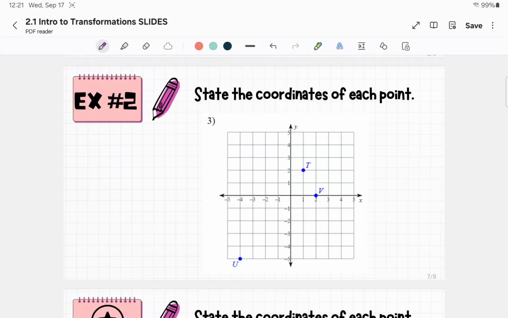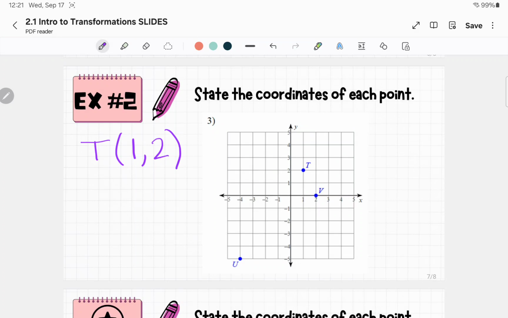So they're giving me T, U, and V. I'm going to write the coordinates for each one. Let's start with T. So I'm going to write T, put up parentheses. Ordered pairs are always in parentheses. And I see that T is at +1 on the x-axis. So I'm going to write a +1. And T lines up with +2 on the y-axis. So 2 is the y. So T is just 1, 2.